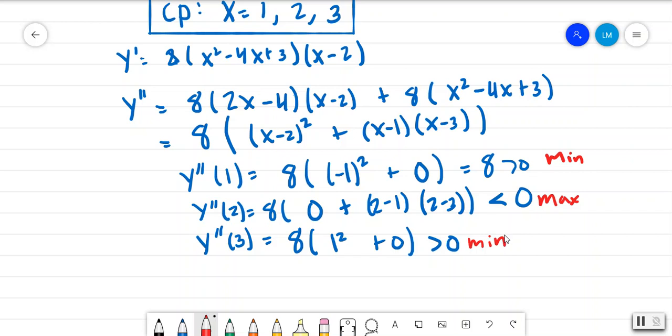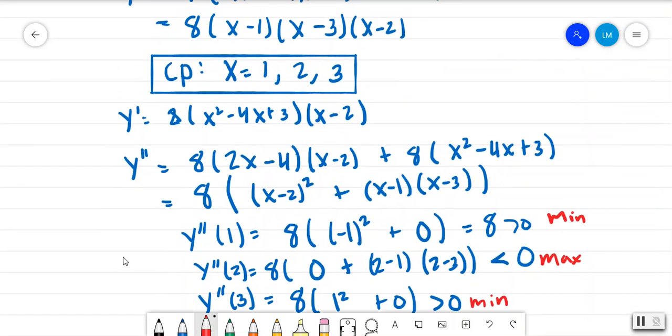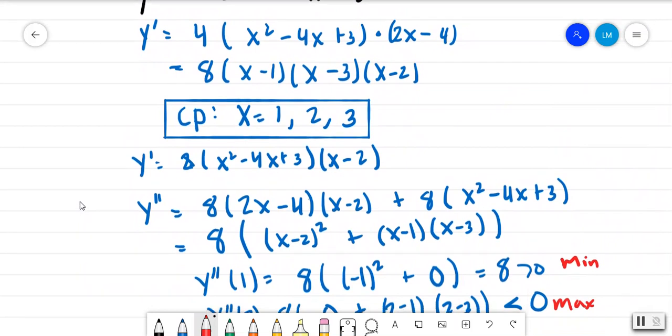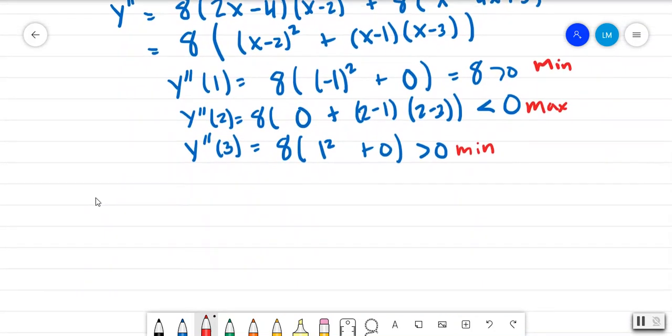Now luckily none of these were inconclusive. So what that tells us is that there's a min at 1, at 2, and at 3. Now we can basically just plug this into our equation. That way we can figure out what these are.